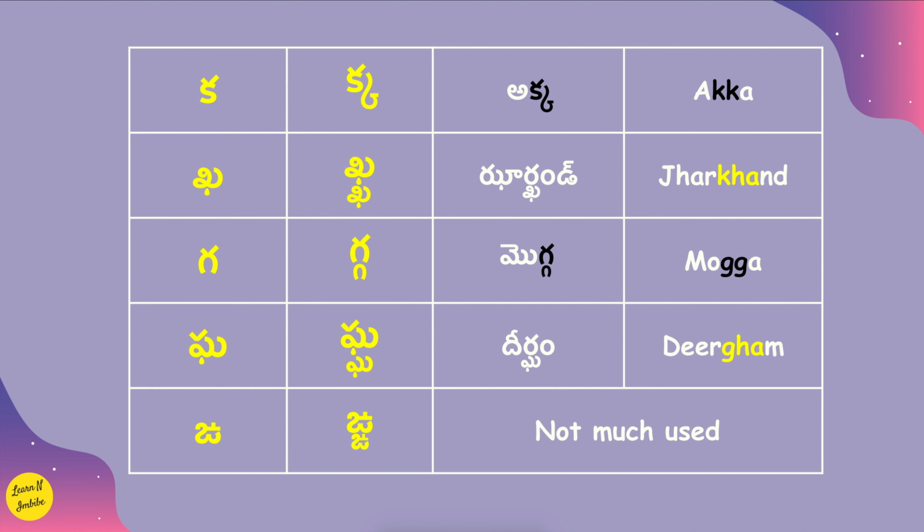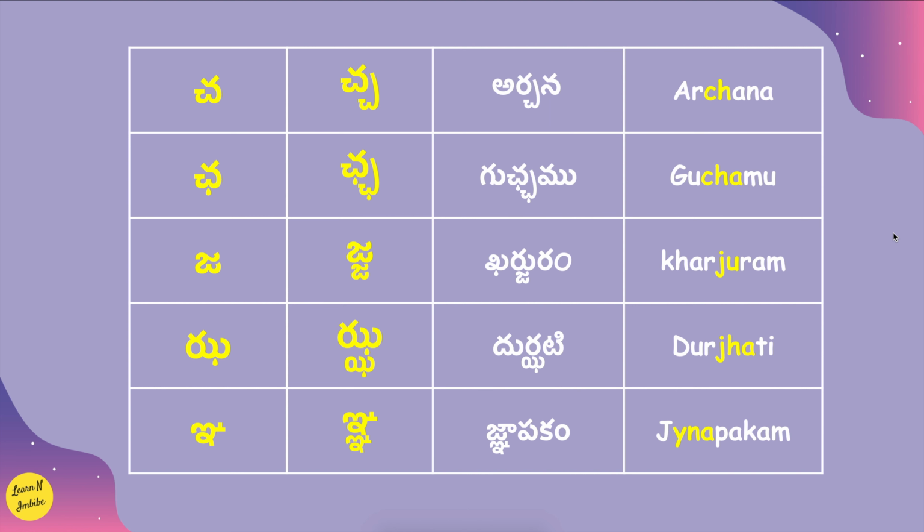Kh, Jharkhand, which is a place. G, Mogga. See, the first and the second consonant are of the same G family, so two G's side by side. Mogga is a bud. Gh, Dirgham. Ch, Archana, which is praising or worshipping God.